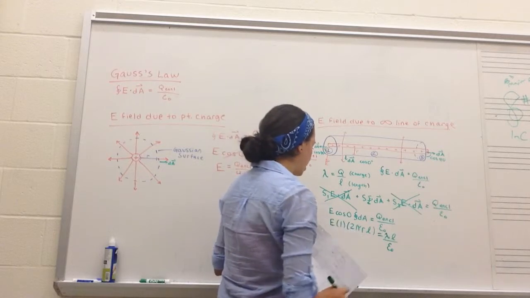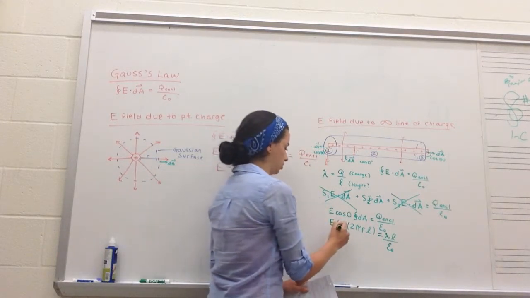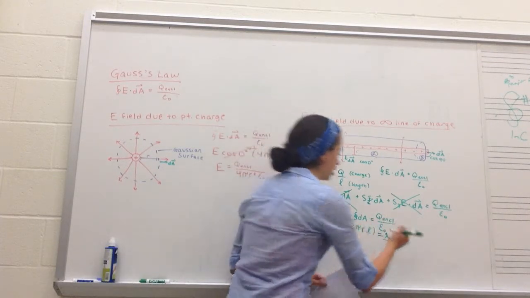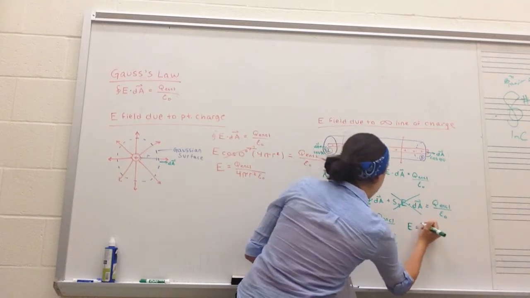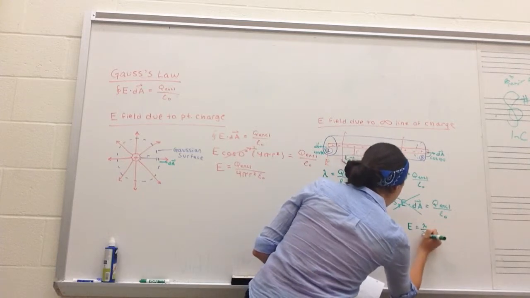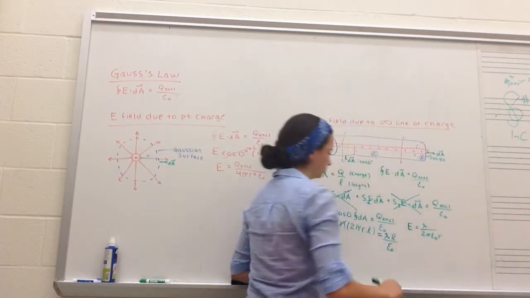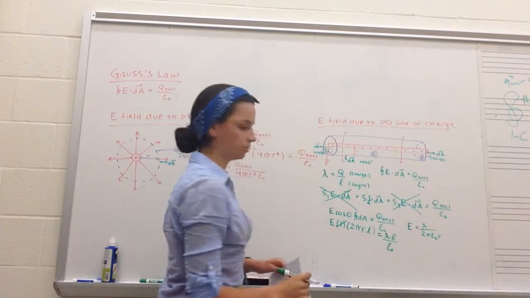And then you divide both sides by 2 pi r L because you want to isolate E by itself. The 1 goes away. Anything multiplied by 1 is itself. And so you get E equals lambda over 2 pi epsilon naught r. And that's the electric field for an infinite line of charge according to Gauss's law.